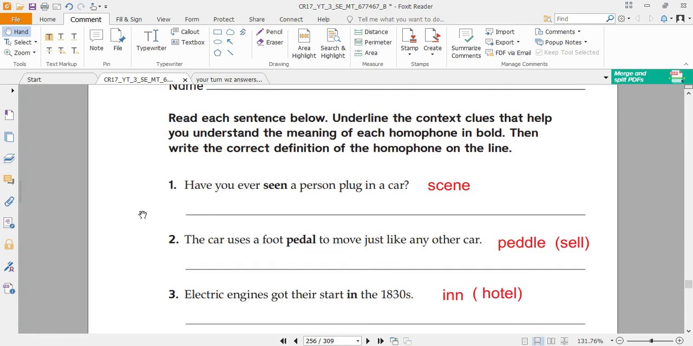Look at number 1. Have you ever seen a person plugging a car? So here we have seen and seen. Which one means to use your eyes to look at something, and which one means a scene, like a part of a play or a part of a film or a movie?